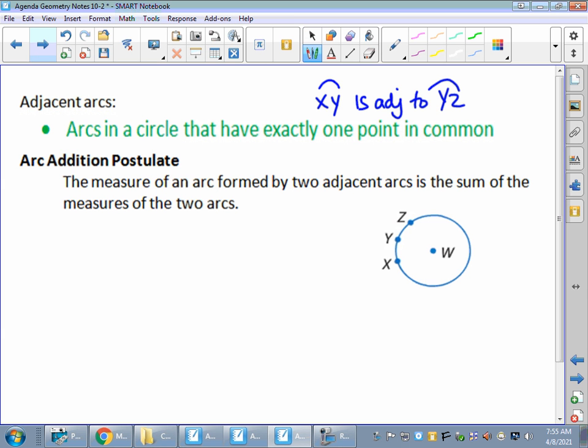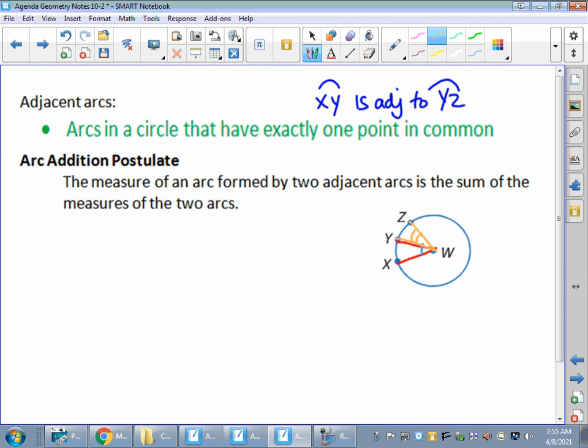But what we're really saying is arc XY is formed by this angle. And we know that that angle with its vertex at W is the same as arc XY. And we know that WY, WZ, this angle right here, I'll put 2 marks there, this angle is the same as arc YZ. So you can picture those radii being in there.